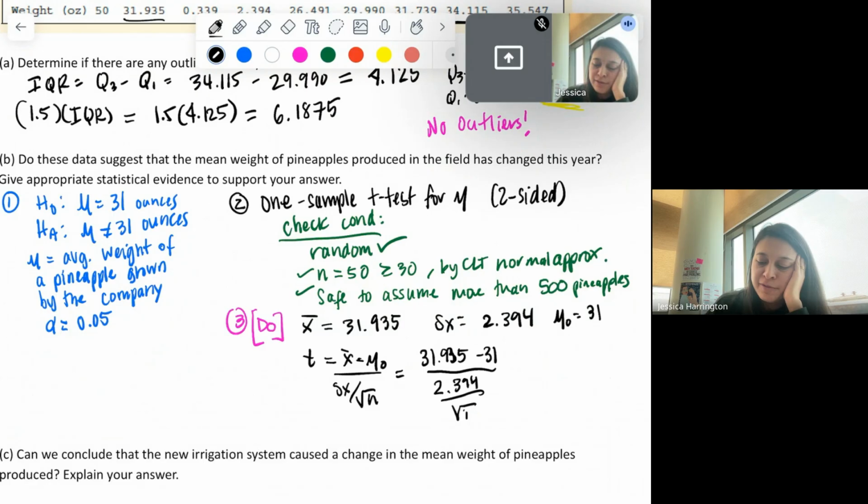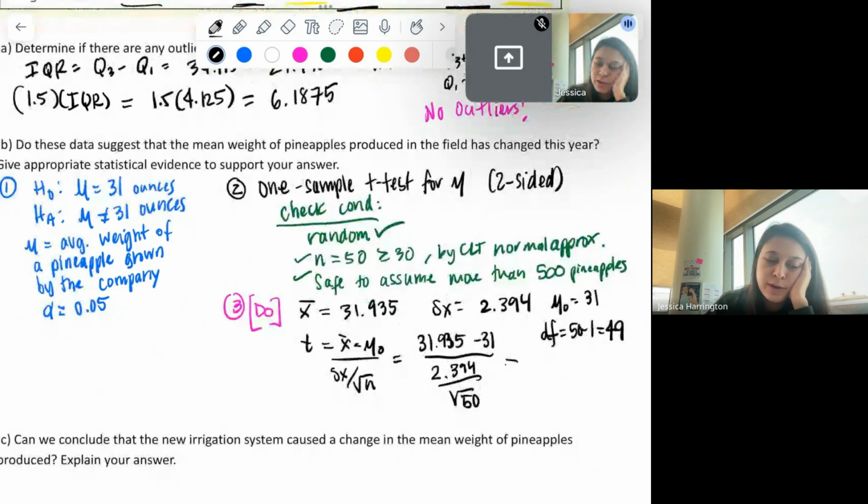50. Sorry, I almost did n minus 1, which I've forgotten to write. So actually, let's write it here. Degrees of freedom is 50 minus 1, which is 49. We need that too, because it's a t-test. Okay, when you work all this out, you actually get a t-value. What is it? 2.762. Okay, I'm going to show you this drawing over here, and then we'll come back.